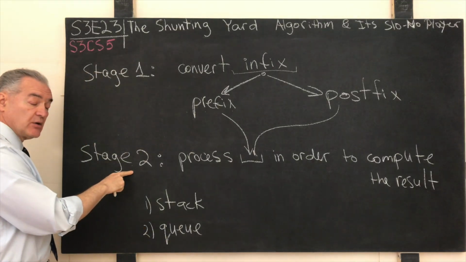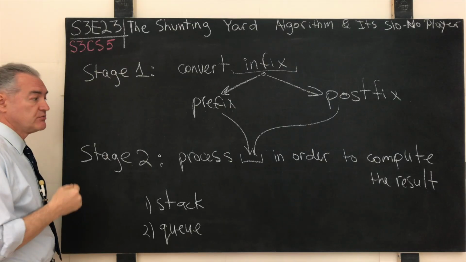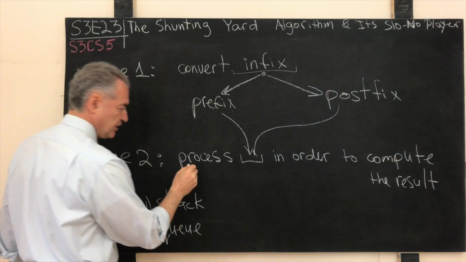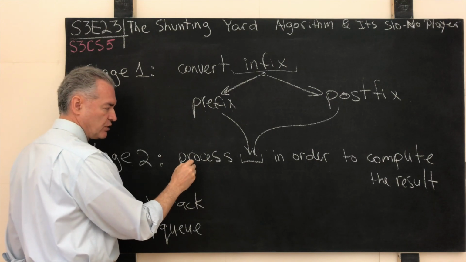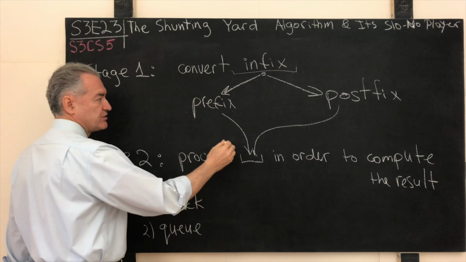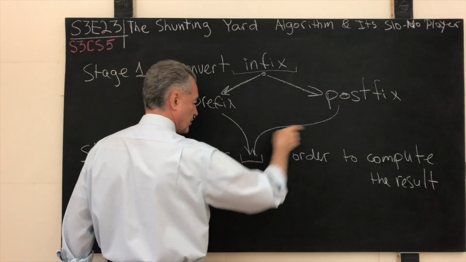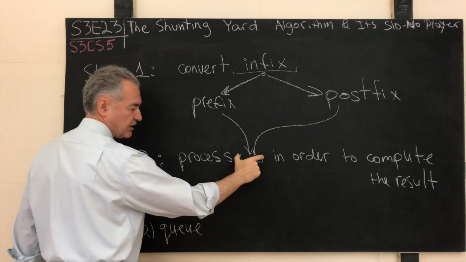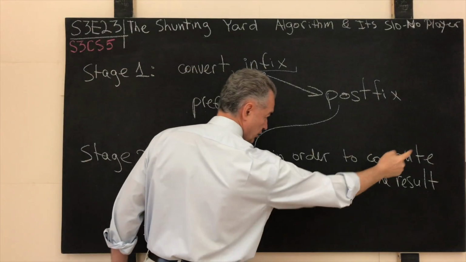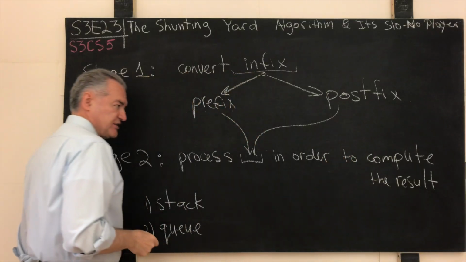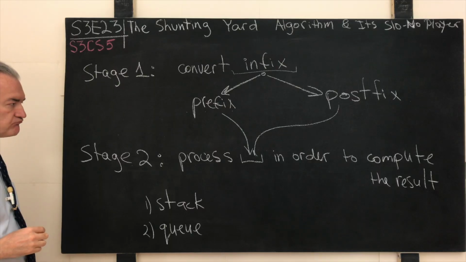In stage number 2, the Shunting Yard algorithm carries out the execution proper. In other words, in this stage, the Shunting Yard algorithm will process the material that is already folded into the prefix or postfix form, whatever it is. This result becomes the input for the second stage, and this is done in order to compute the result, whatever the result may be.